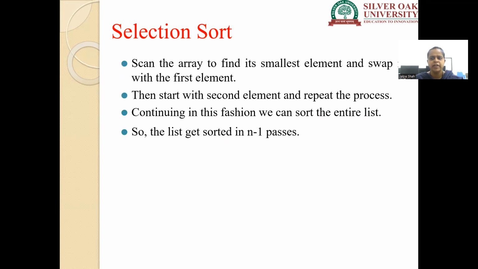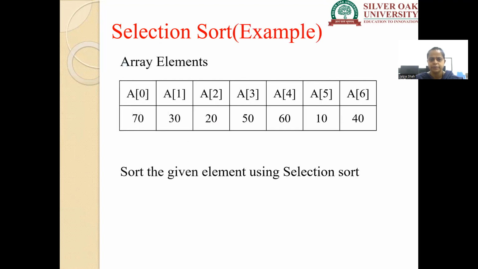First of all, let's understand what selection sort is. In selection sort, we scan the array to find its smallest element and swap it with the first element. Then start with the second element and repeat the process. Continuing in this fashion, we can sort the entire list. So the list gets sorted in n-1 passes. This is the total overview of selection sort.